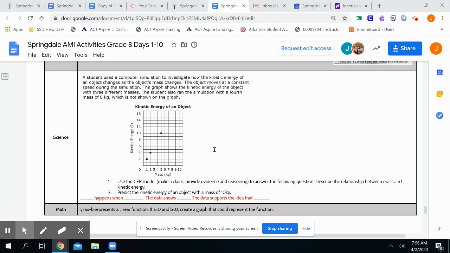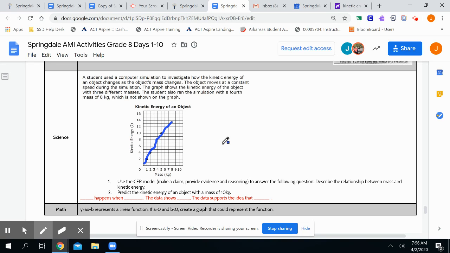Now, our given is mass. We are given masses. One of the mass was 1 kilogram. We've got another 2 kilograms. We've got this one here at 5 kilograms. Now, the relationship, as you can see, it's moving up. The kinetic energy goes up as the mass increases as well.